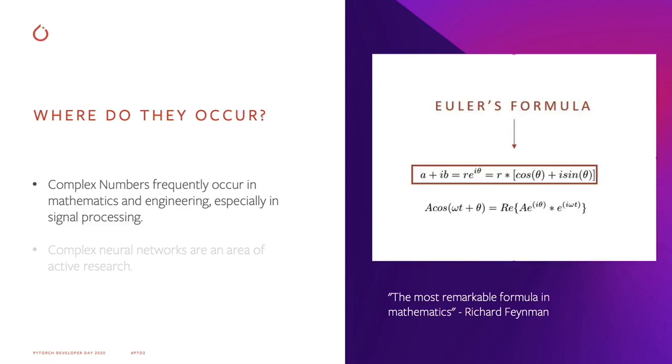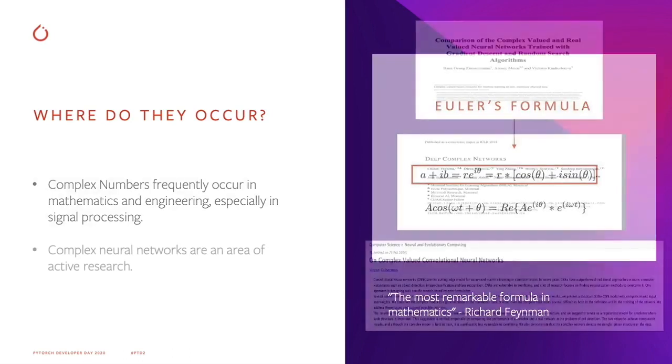And thanks to Euler, who came up with this amazing formula shown on the screen that relates an imaginary number to sine and cosine terms. So, for example, this relationship can be used to rewrite a standard cosine wave equation as a product of two complex exponentials. And this often simplifies the math involved, since complex exponentials are easier to manipulate than their sinusoidal counterparts.